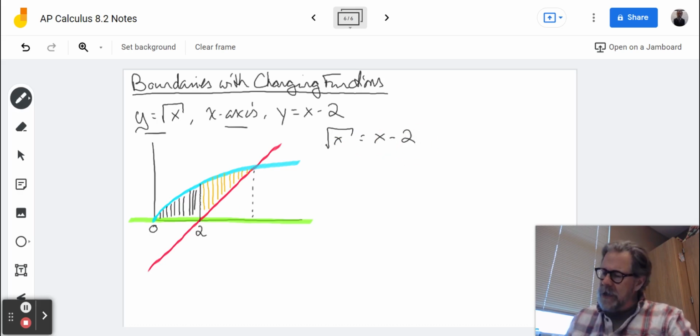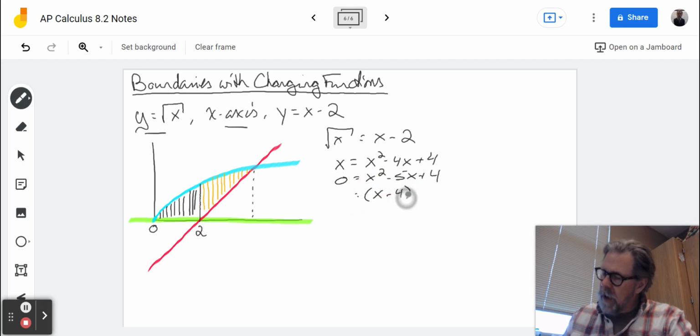And this is a little bit trickier, but we can square both sides and get x equals x squared minus 4x plus 4. 0 equals x squared minus 5x plus 4. And we get x minus 4, x minus 1. And so we know that these two curves will intersect at x equals 4 and x equals 1. Obviously, x equals 1 is an extraneous solution.